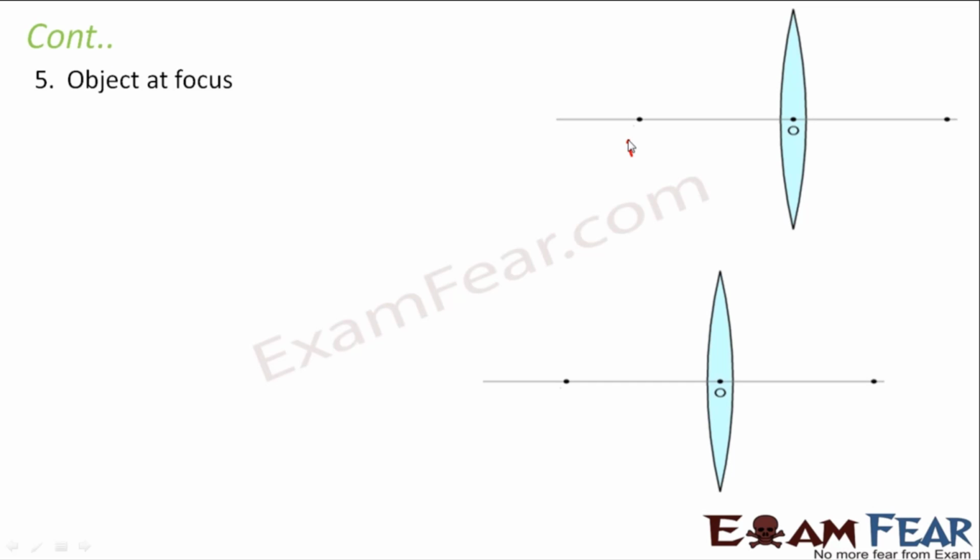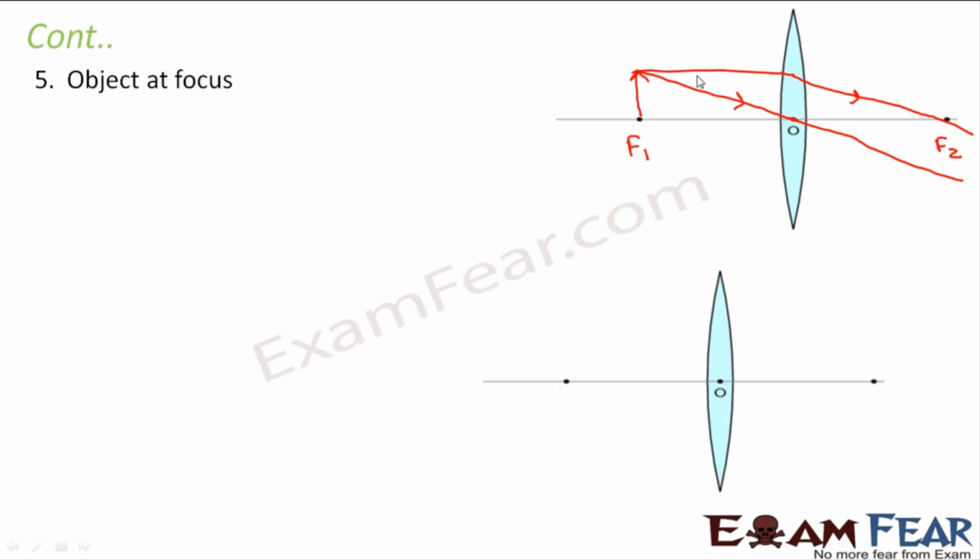In the next scenario, I assume that the object is located at focus. So that means this is my object. So here parallel, so it passes through principal focus. Another ray of light which passes through this optical center, it goes straight. So when you look at it, both the rays are parallel. So they are assumed to meet at some infinite point. So we say that the image is formed at infinity.